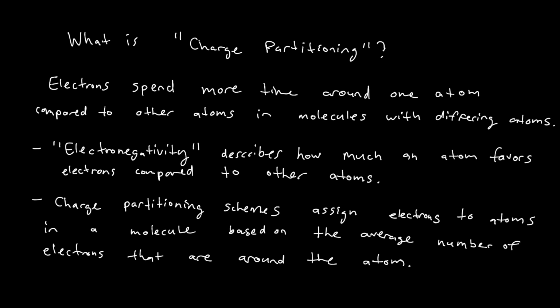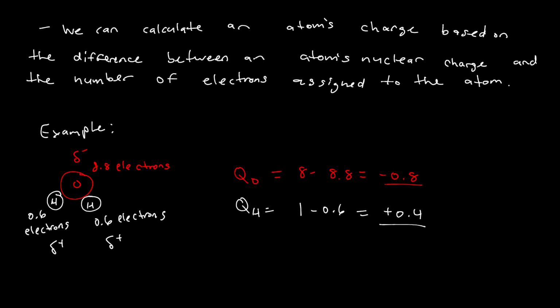Basically, electrons spend more time around one atom compared to other atoms in molecules that have differing atoms. This is called electronegativity, which describes how much an atom favors electrons compared to other atoms. Charge partitioning is a scheme that assigns electrons to atoms in a molecule based on the average number of electrons that are around that atom. And we can calculate an atom's charge based on the difference between an atom's nuclear charge and the number of electrons assigned to the atom.